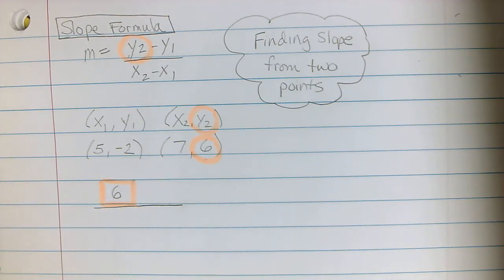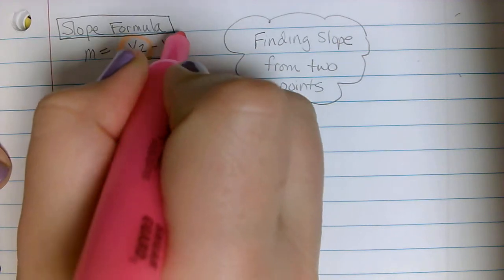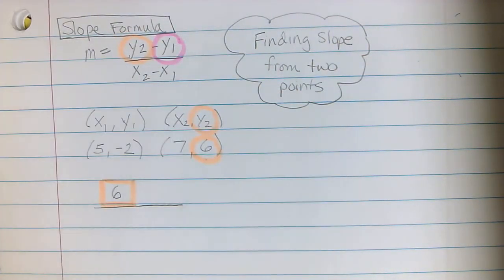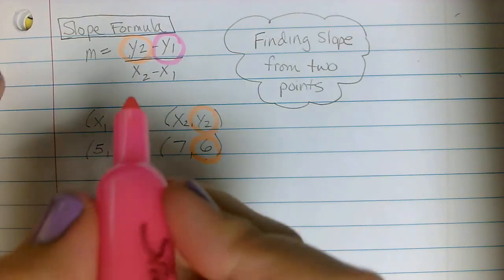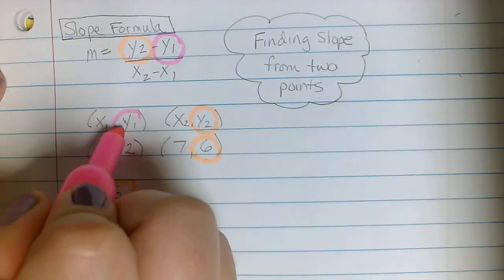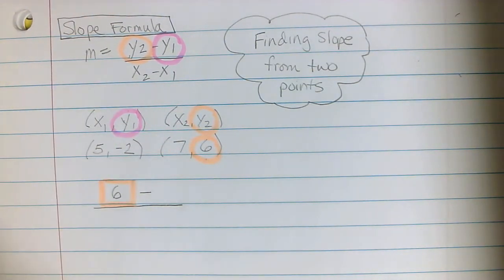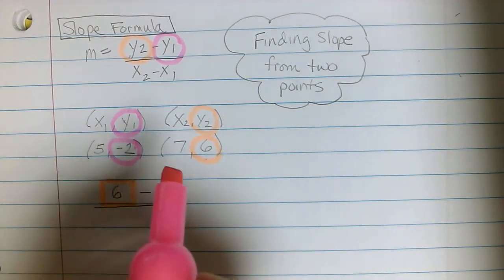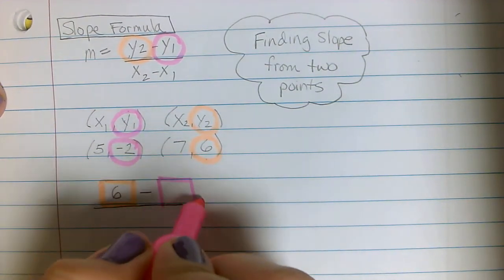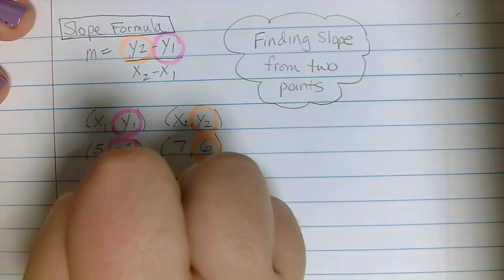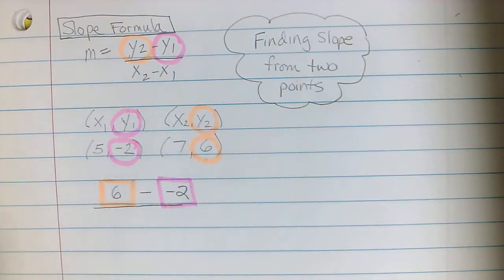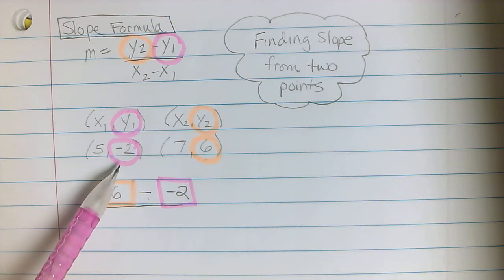So the next thing I need is my y1 value. So after the 6 gets a subtraction, and then we're going to fill in the y1 value. So the y1 value is the y value from my first point, which in this case is a negative 2. That's going to go here. After my subtraction sign, I'm going to have a negative 2. So this problem gets 2 subtraction signs. One subtraction sign from the formula, the other subtraction sign because the 2 is negative.